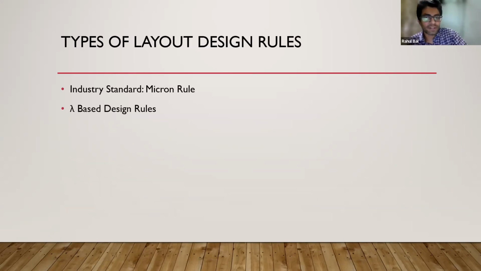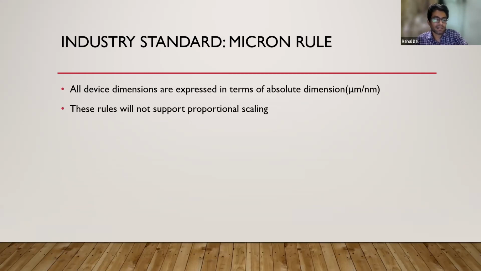Then the types of layout design rules. Basically there are multiple types, like the micron rule and the lambda based design rule. If you are using the micron rule, then all device dimensions are expressed in terms of absolute dimensions, that is micrometers or nanometers. These rules will not support proportional scaling. What is proportional scaling? If you are reducing the size of one component, in proportion to that, the size of the other component should also get reduced. That is called proportional scaling. So if you are using the micron rule, it will not support this proportional scaling.